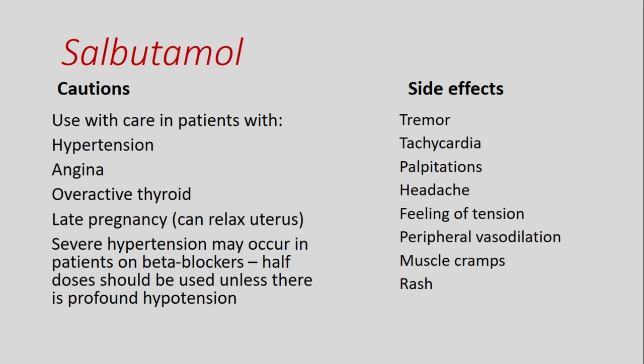Whilst there are no contraindications for the use of salbutamol, there are a number of cautions, and care must be taken in patients with hypertension, angina, hyperthyroidism, and late pregnancy, as this can cause the uterus to relax and lead to early onset labour. Severe hypertension may occur in patients on beta blockers, and therefore half doses should be used unless there is profound hypotension. There are also a number of common side effects following administration of the drug that you should be aware of, including tremor, tachycardia, palpitations, headache, feeling of tension, vasodilation, peripheral muscle cramps, and a rash may appear.